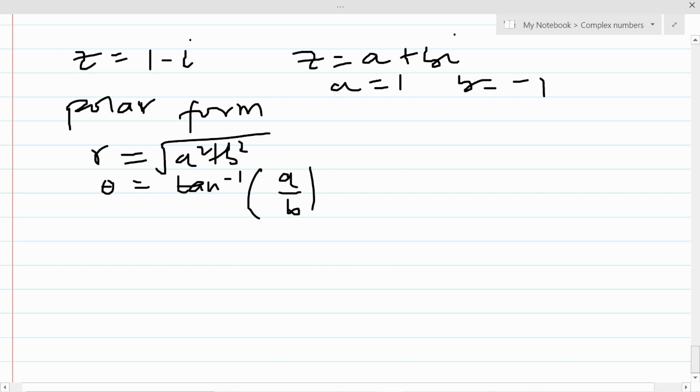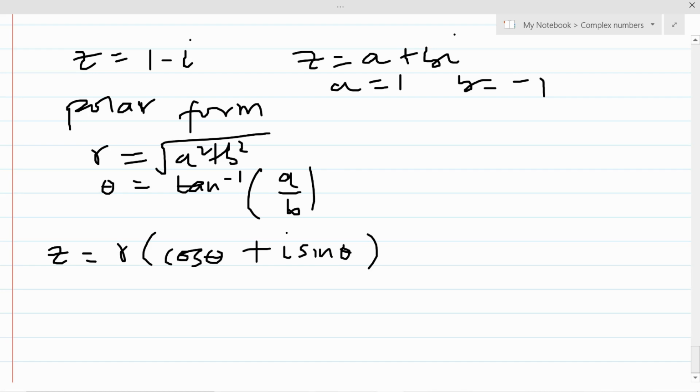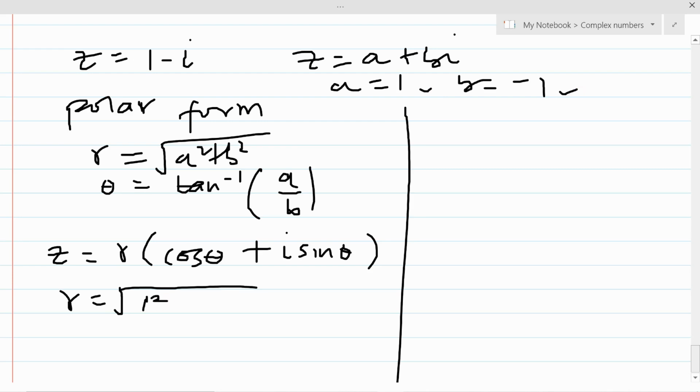Now if we can figure out r and theta, then our z will be equal to r into bracket cos theta plus I sine theta, in the polar form. Then we will be done, okay. So let's find r. R is equal to the square root of our a, which is 1, our b, which is negative 1. So 1 squared plus negative 1 squared, which is equal to square root of 1 plus 1, and that will be square root of 2.